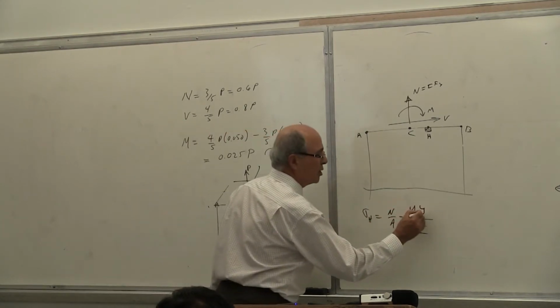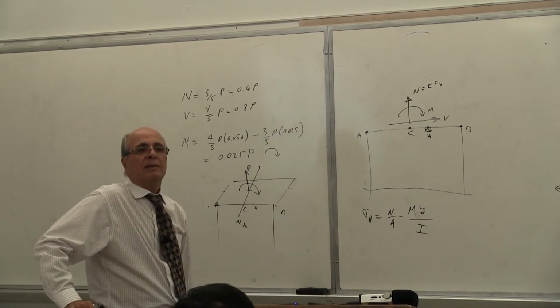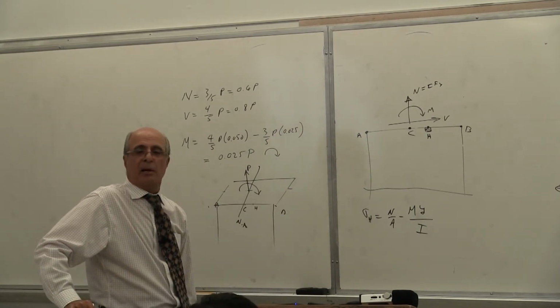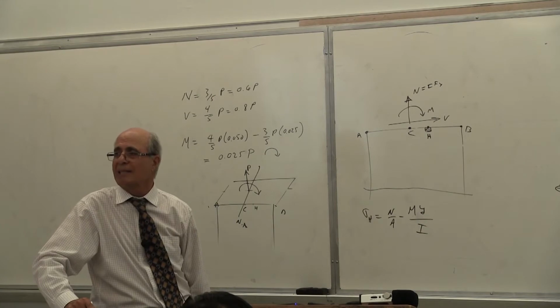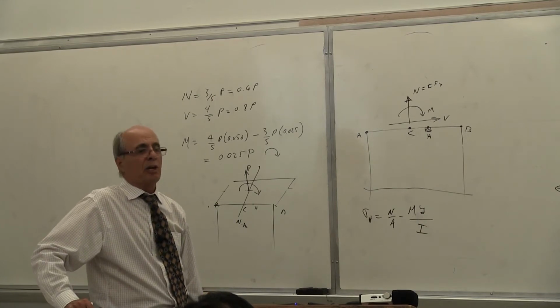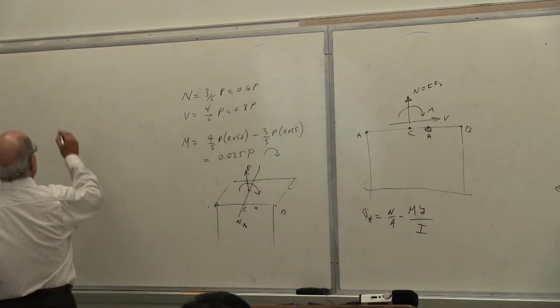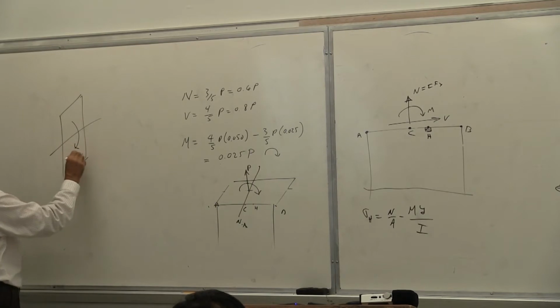What should I put here? M, Y, the distance from? No, not A. Some people make that mistake again. Many people do that. It's taken from the center, the neutral axis. Everything in bending is measured from the neutral axis. You see, this is what you learn in a typical problem. Everybody has gone through that. Is that correct or not?